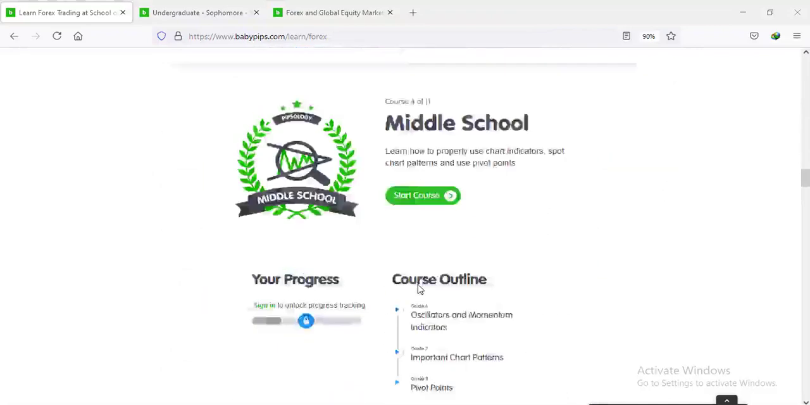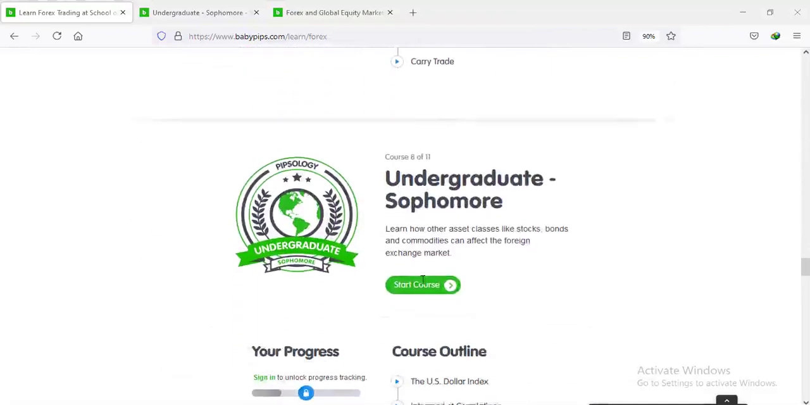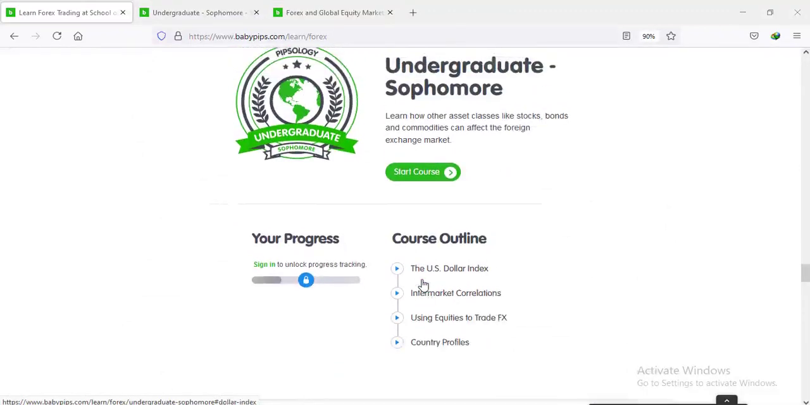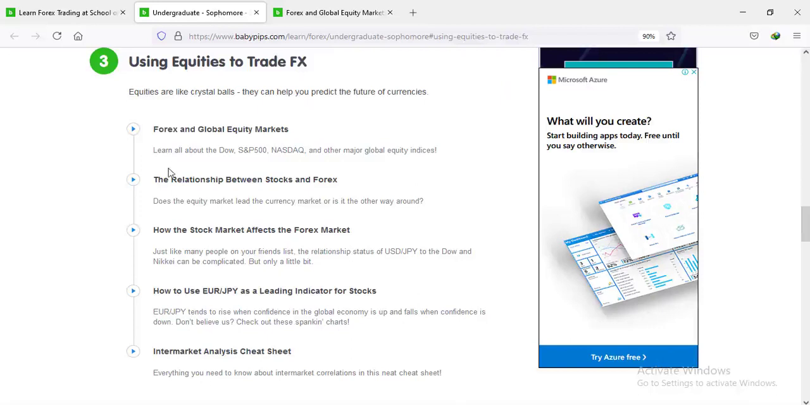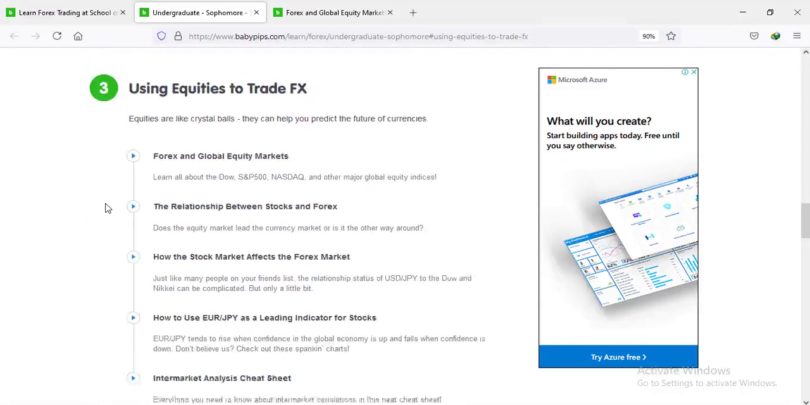For today we are already on course 8, Undergraduate, Sophomore, and today we're about to begin with using equities to trade Forex. So let's go into that. 8.3, using equities to trade Forex, and under this topic we have subtopics like Forex and global equity markets, the relationship between stocks and Forex, how the stock market affects the Forex market, how to use Euro JPY as a leading indicator for stocks, intermarket analysis sheet. Okay, so that's 8.3 subheadings for you.